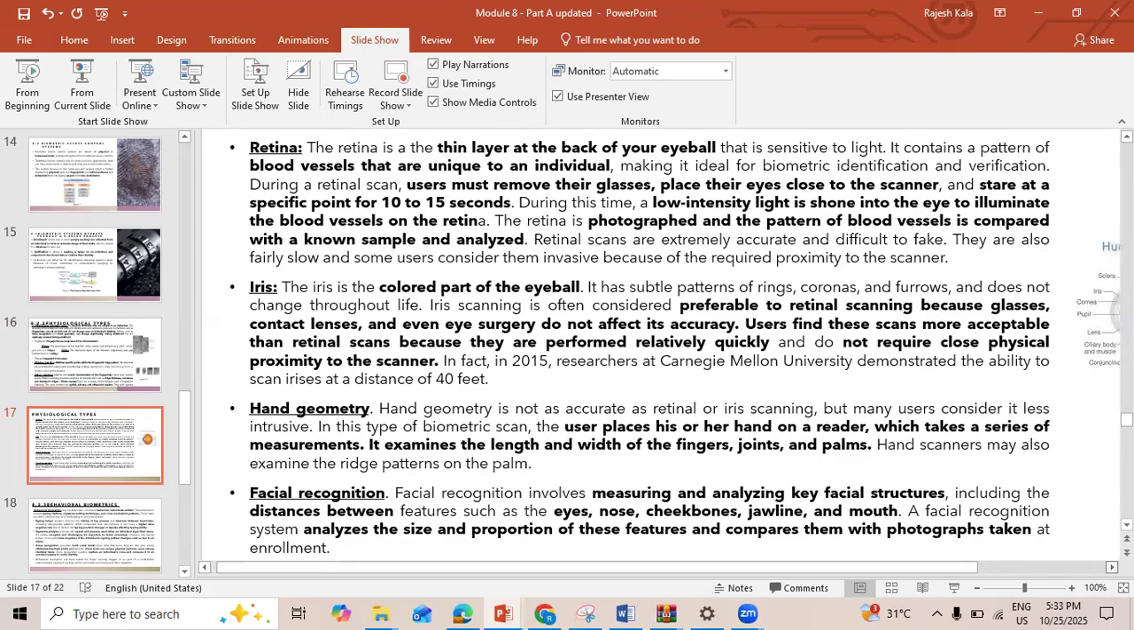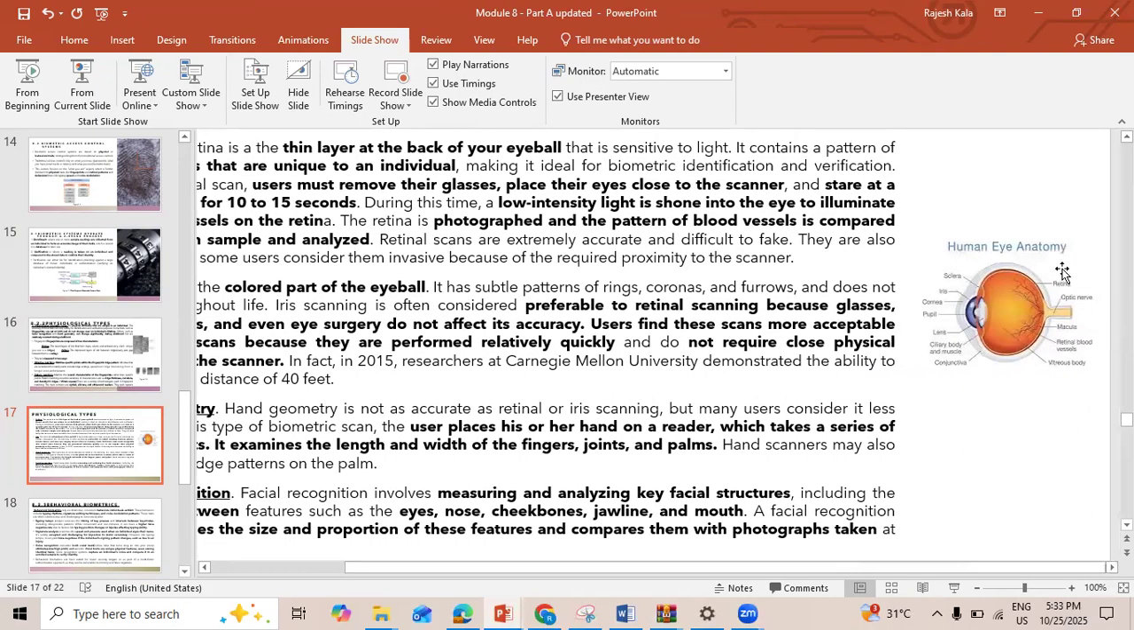So here I have the retina first. The retina is behind the eyeball, a thin layer, and it has blood vessels. When you are scanning your eyes, keep them close to the scanner. They will pass a light that will go through here, and the blood vessels get illuminated. Illuminated means what?